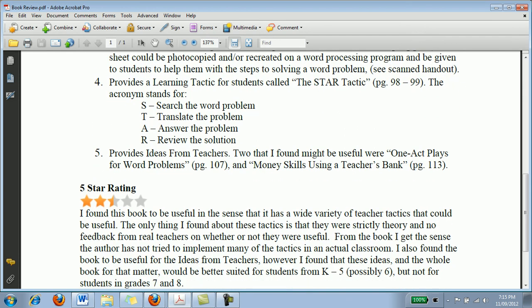Other than that, there's also ideas from teachers where they have taken things that they have actually implemented inside of a classroom, that you could use to help teach math.